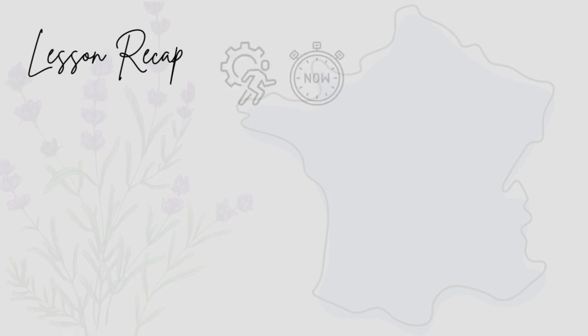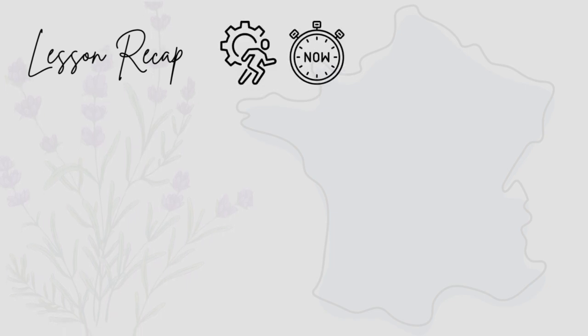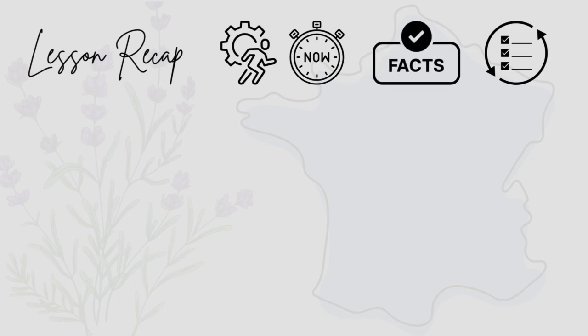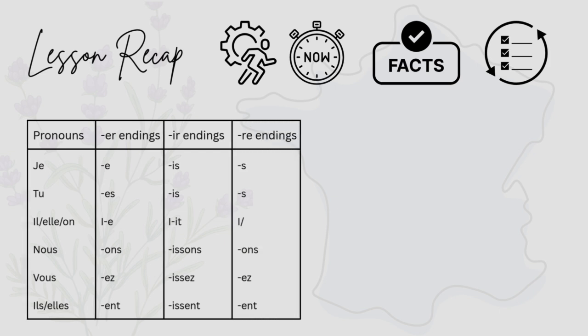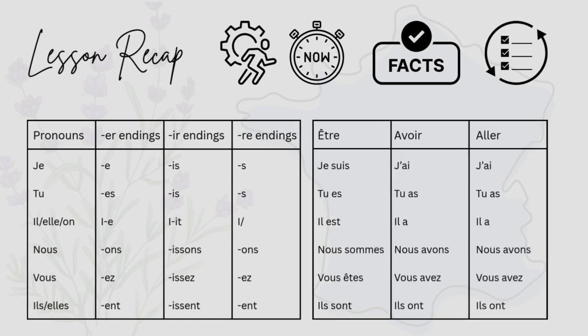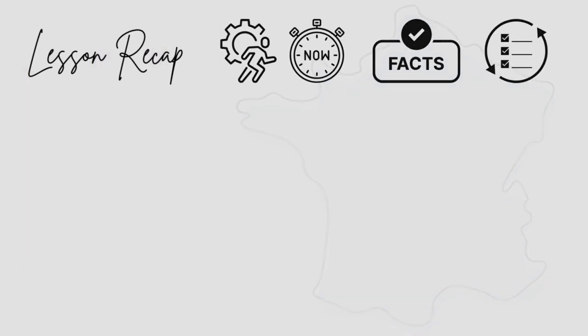Let's do a quick recap. Use le présent for actions happening now, habits, and general facts. Know your ER, IR, and RE endings. Learn your irregular verbs by heart, and always check your subject and verb endings.